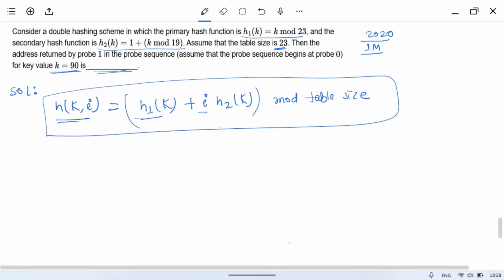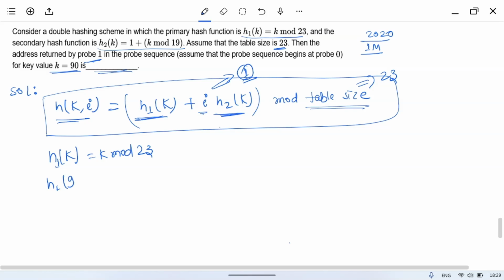This is the formula we have to use. Calculate the H1 value, i, H2 and table size. The table size is given, that is 23, and i is given as 1. So we calculate H1 and H2. H1(k) is given as k mod 23. Our key value is 90. 90 mod 23, so we get 21.